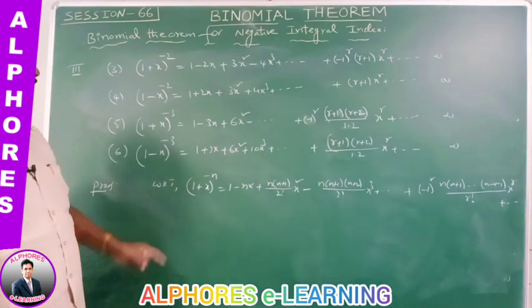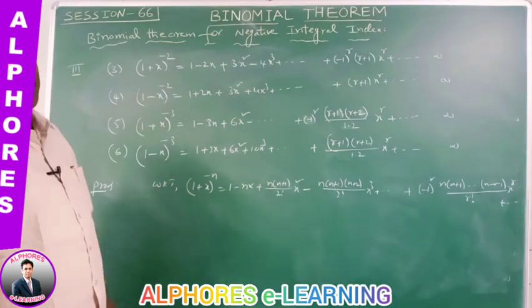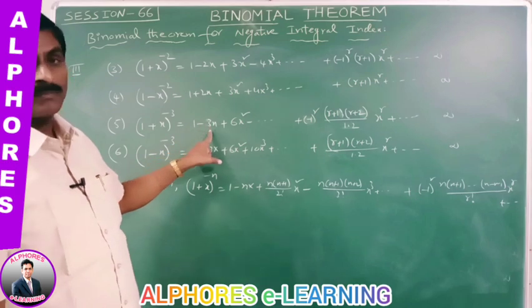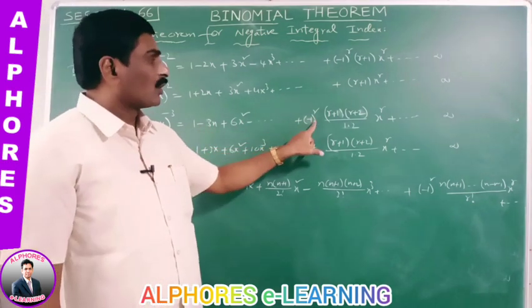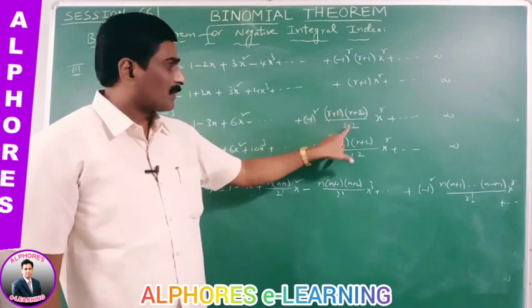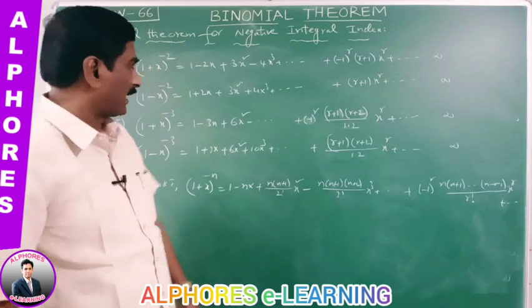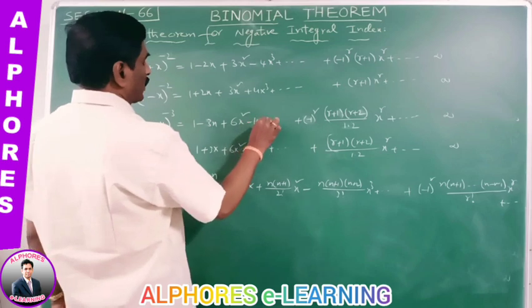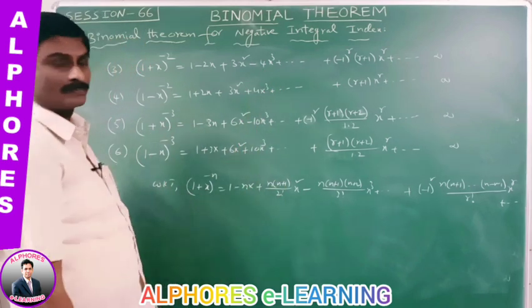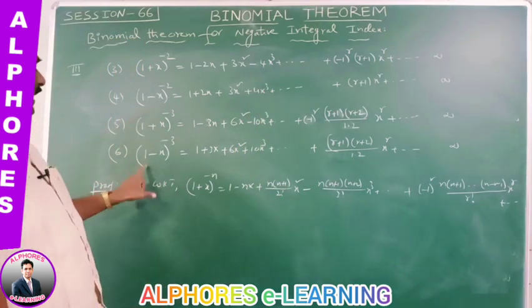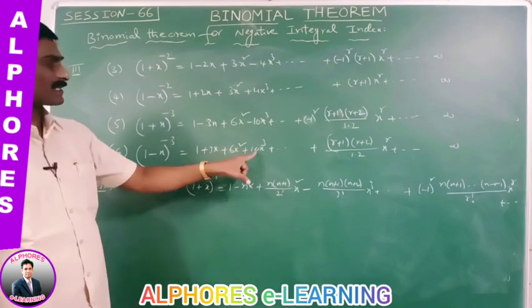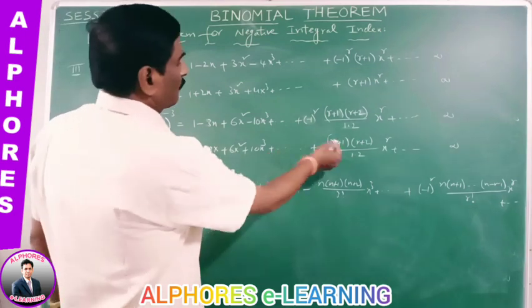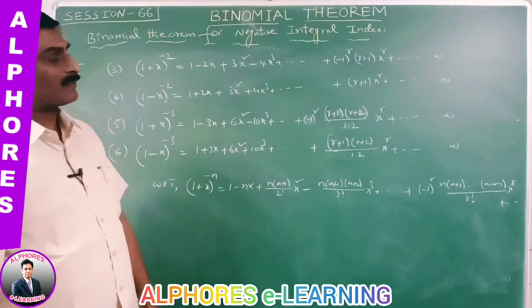Next, fifth one. (1 + x)^(-3) = 1 - 3x + 6x² - ... + (-1)^r (r+1)(r+2)/(1·2) x^r + ... infinite. In this case, the next term is 10x³. Next, again (1 - x)^(-3) = 1 + 3x + 6x² + 10x³ + ... + (r+1)(r+2)/(1·2) x^r + ... infinite.